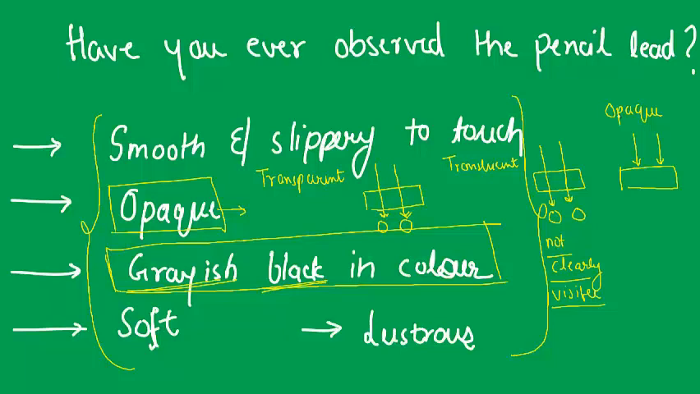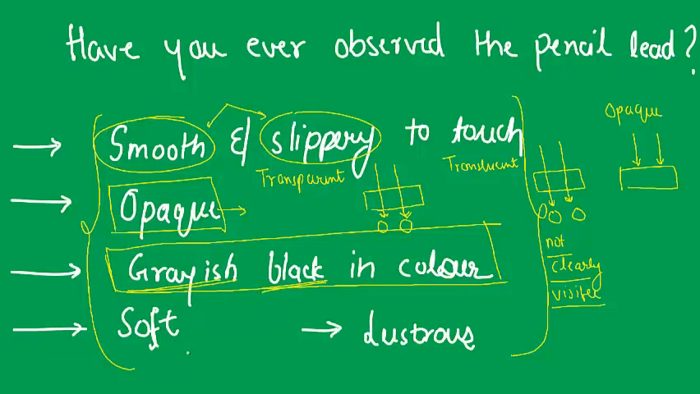Okay guys, now the next thing that I want you all to do is remove the wooden case of the pencil, take the pencil lead in your hand and try to roll it. So what will you observe? You will observe that the pencil lead is too slippery and smooth in nature.